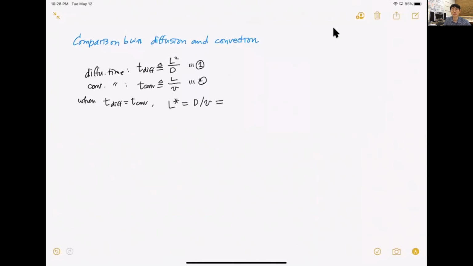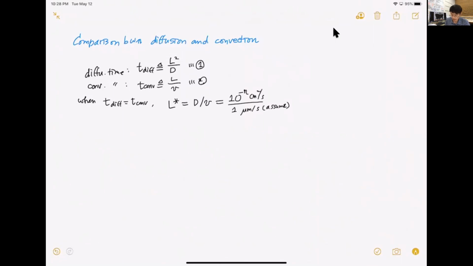And the diffusion coefficient, as we saw, I just write down in this way, 10 to the minus n centimeter squared per second. While the local flow velocity, we can set up as, for example, 1 micrometer per second. Just let's assume.